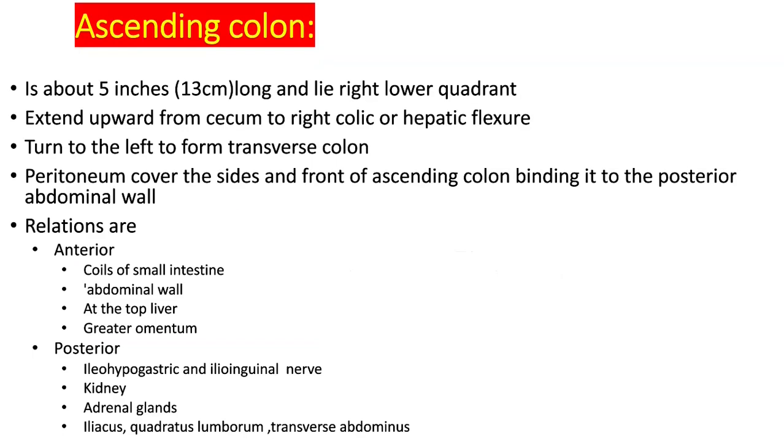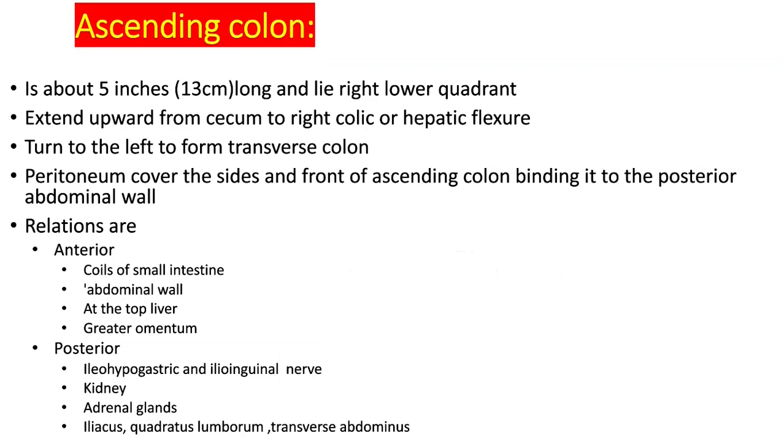The next part of the large intestine is the ascending colon. It is about 5 inches long and lies in the right lower quadrant. It extends upward from the cecum to the right colic or hepatic flexure, and turns to the left to form the transverse colon.